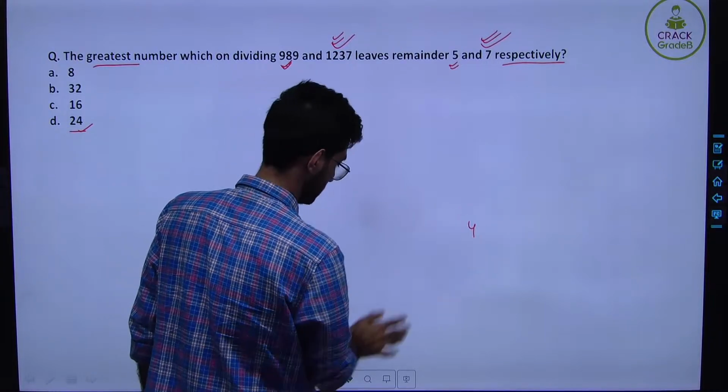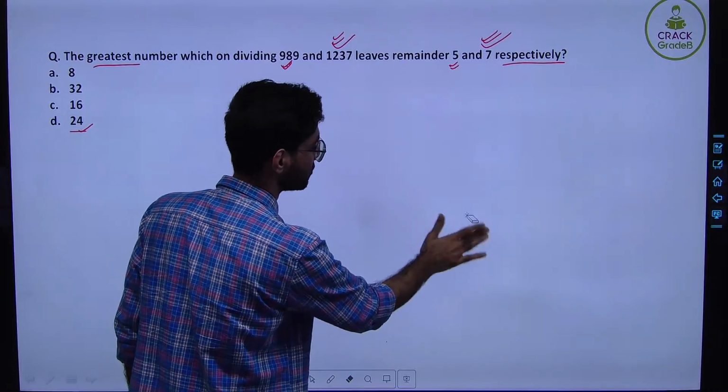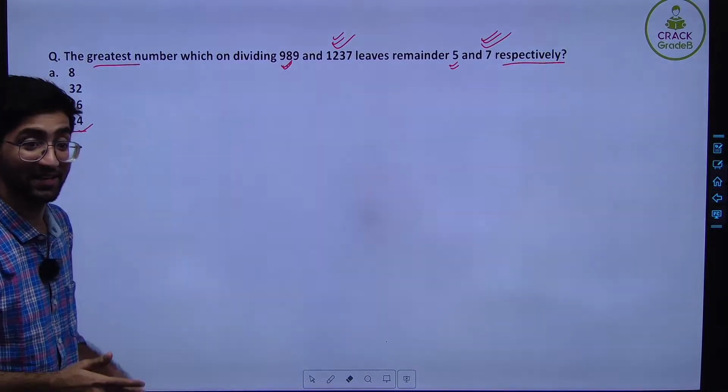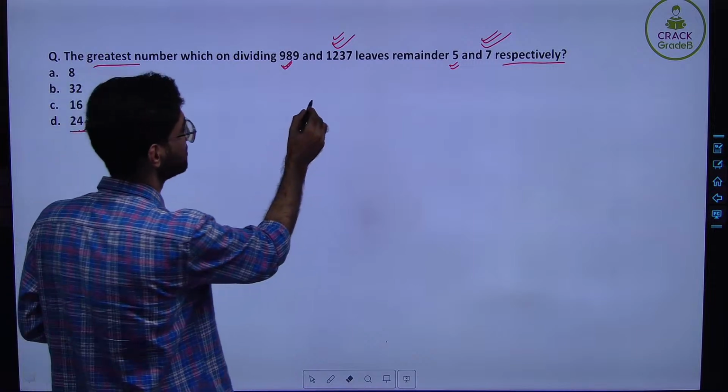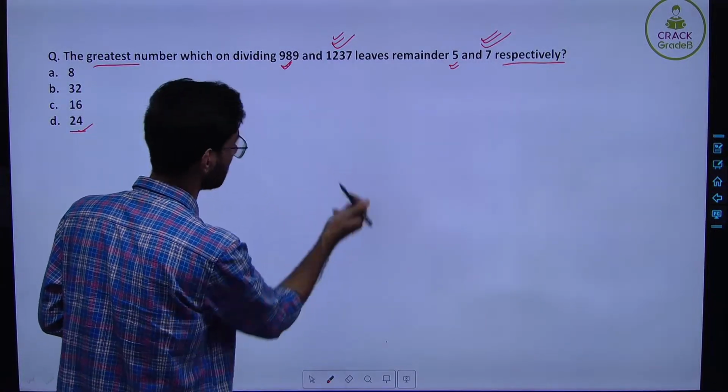Okay. But I am happy that if you don't get any correct option, you are able to identify that there is not a single correct option. Let us solve it by the normal method. So what will be the normal method?